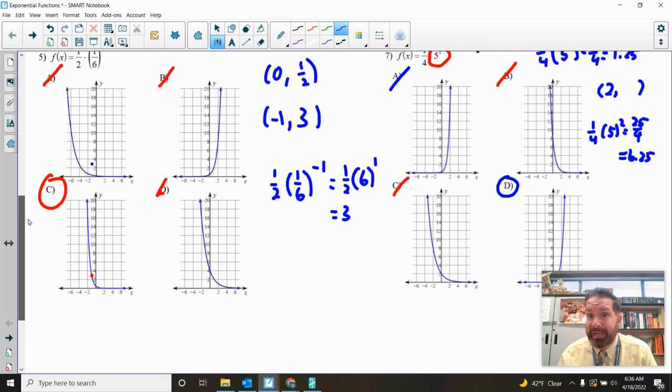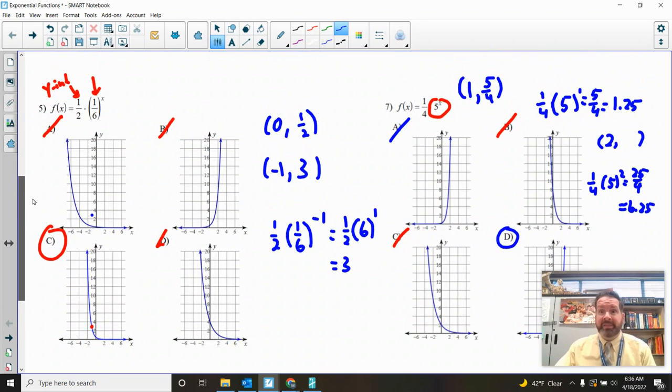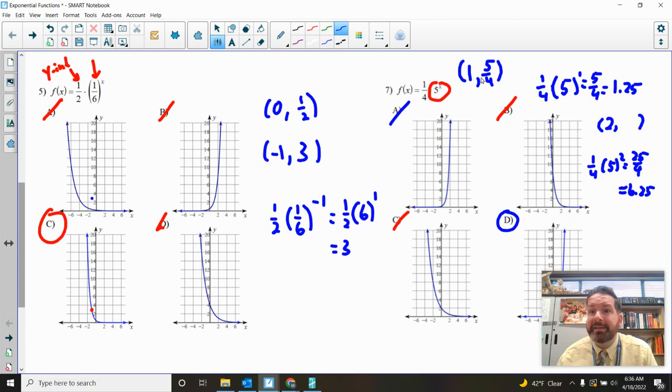So it got a little tricky, right? Still start in the same place. Check for growth or decay, narrow it down. Look at the y-intercept in front, narrow it down. But then after that, check some ordered pairs until you find a graph that very clearly matches up with the one you're looking for.